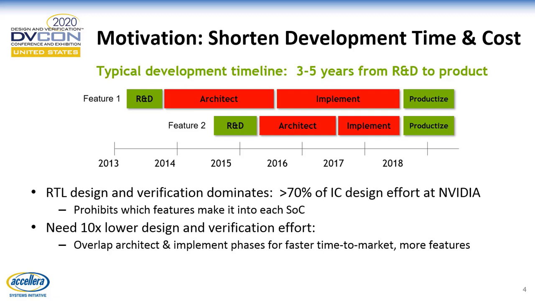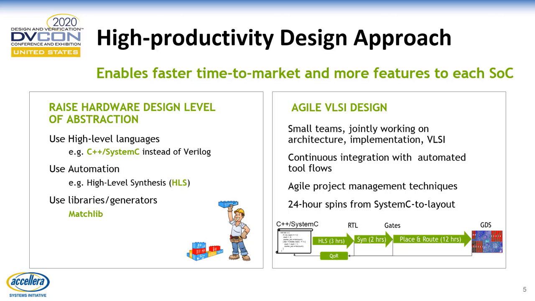The key idea was to overlap the architecture and implementations to enable faster time to market and have more features in every product. There are two key aspects to our high productivity design approach. The first is to raise the design level of abstraction for the hardware. We use high-level languages like C++ and SystemC instead of Verilog, and used automation tools based on high-level synthesis to generate the RTL. We heavily relied on reuse and developed libraries and generators. We developed a library called MatchLib, which is basically a collection of commonly used microarchitectural components, which I will describe in more detail in the following slide.